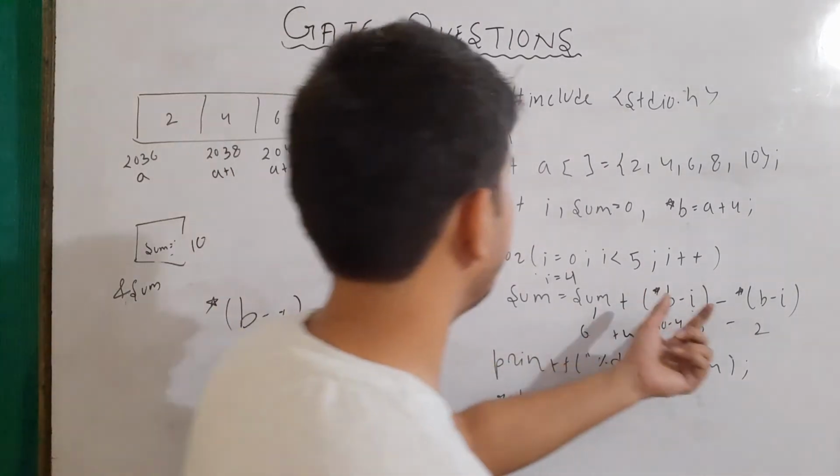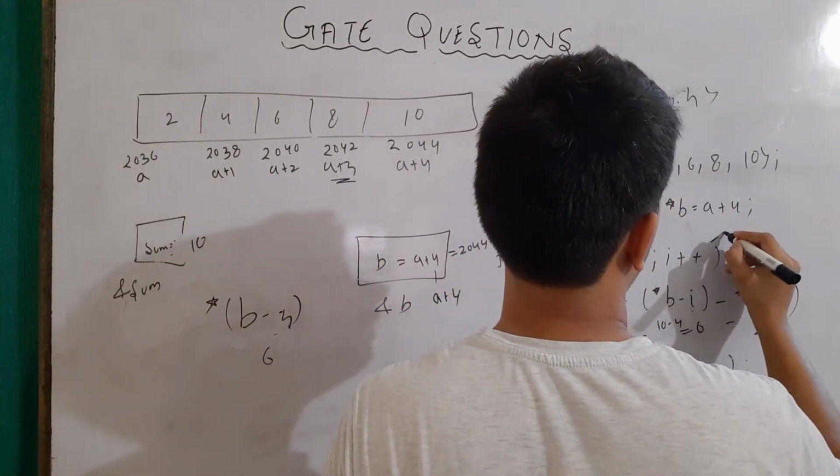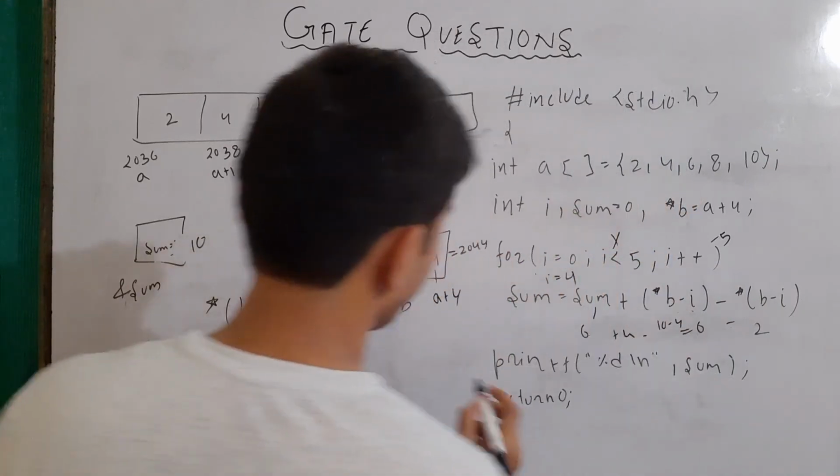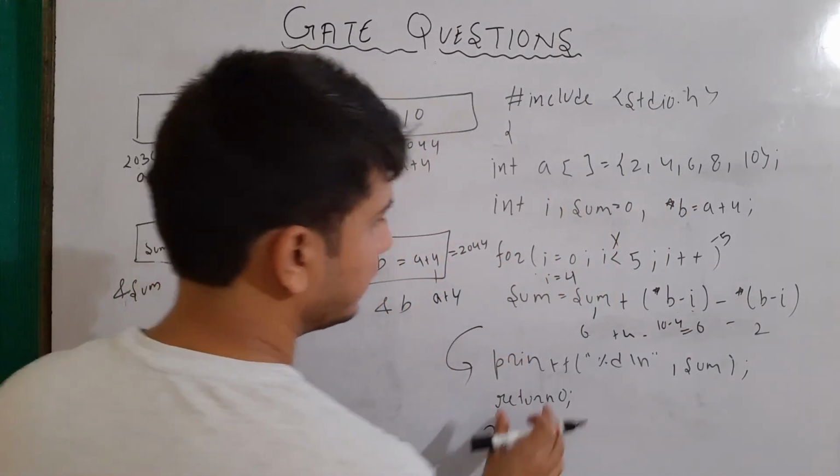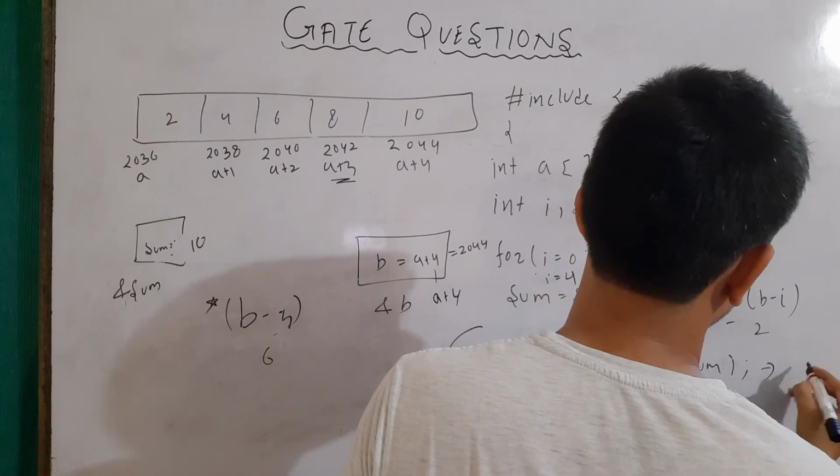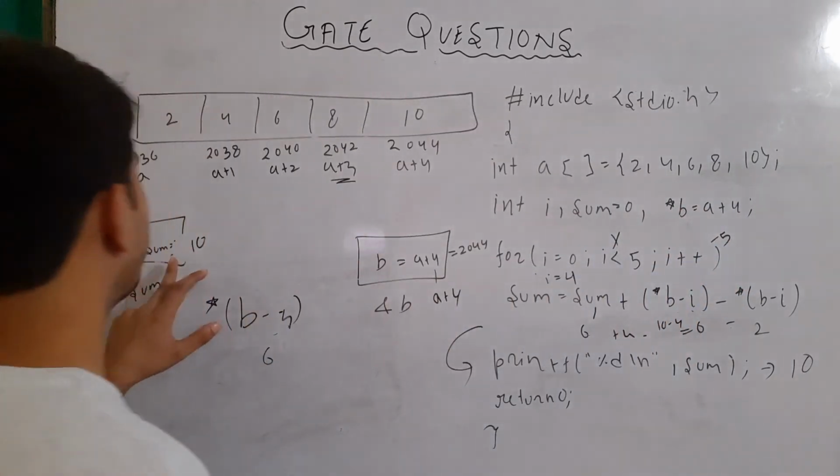Now after I increments, I will become 5, and this condition will be false. Okay, then the control goes back here. It is written printf %d sum, so our output will be 10. Final output or final sum is 10.